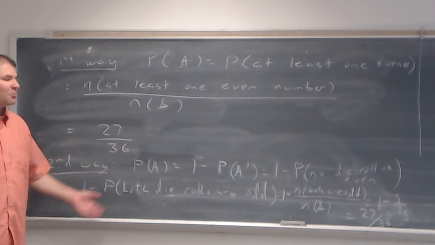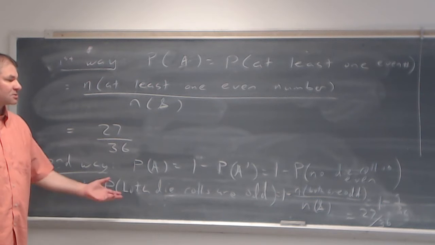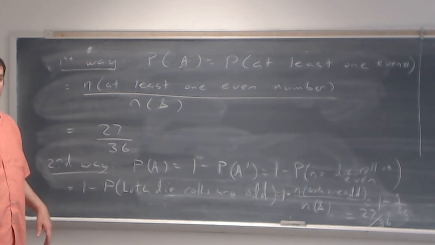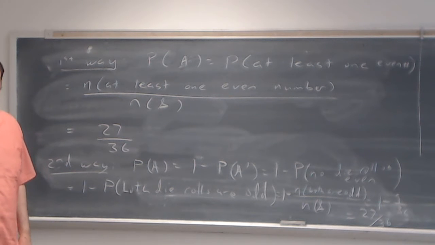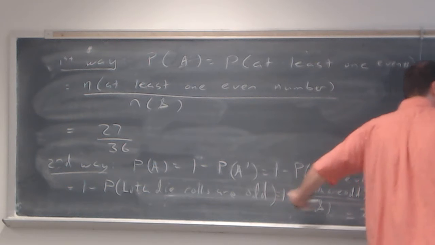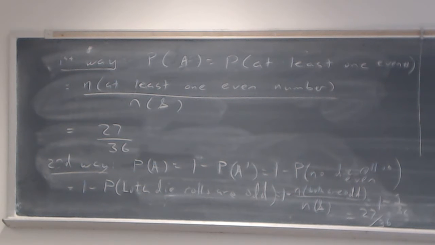So this second way can be considered a little easier because the number that we have to count is smaller than what we had to count in the first way. But you get the same number. All right, well, let's look at a second property of probability, second fact.